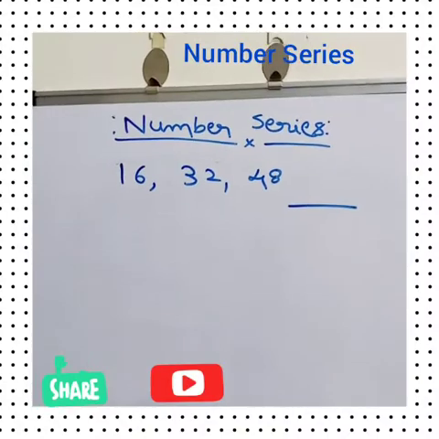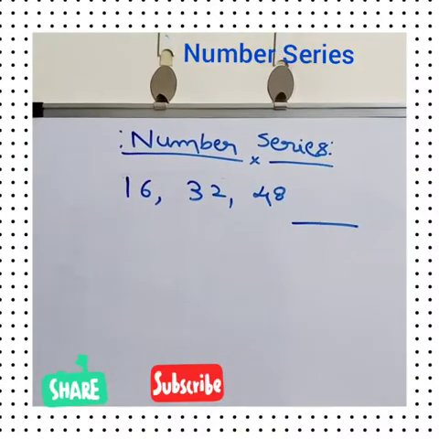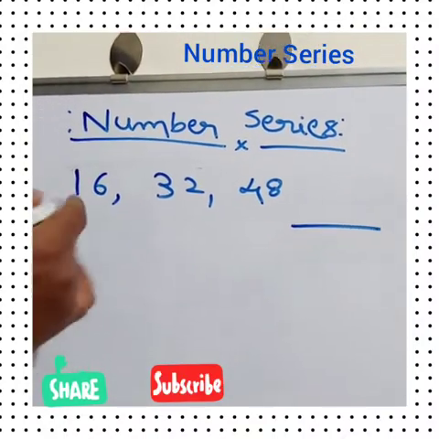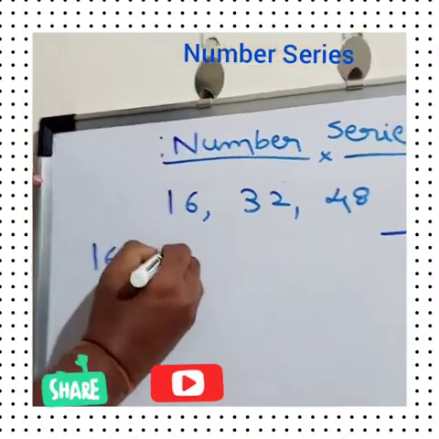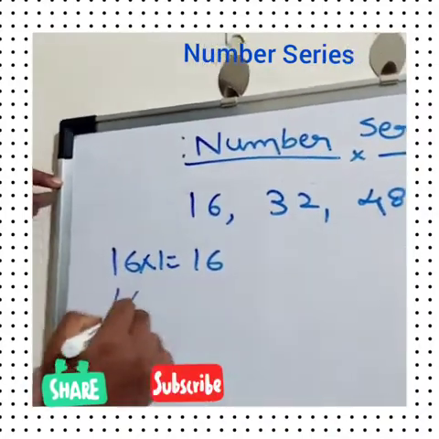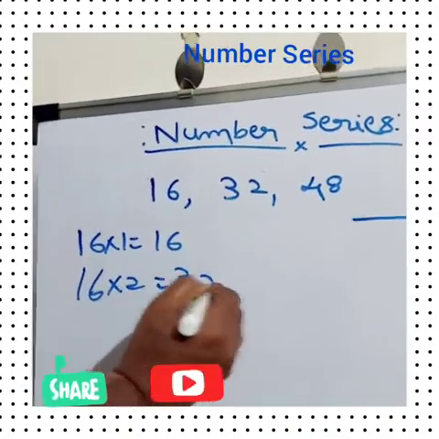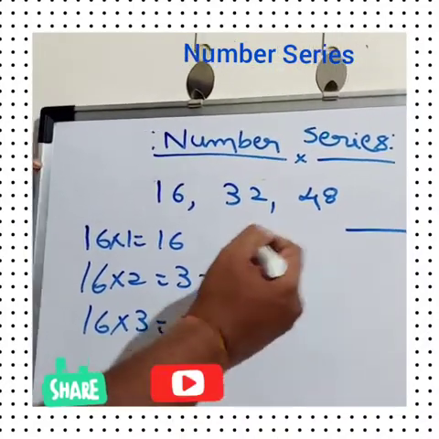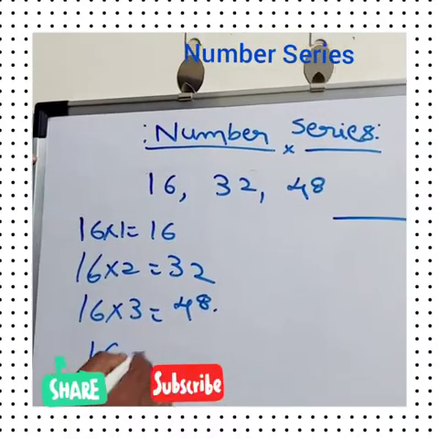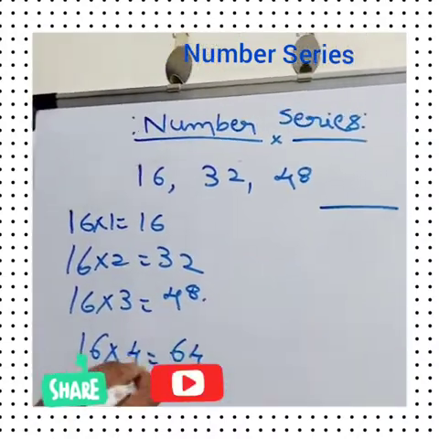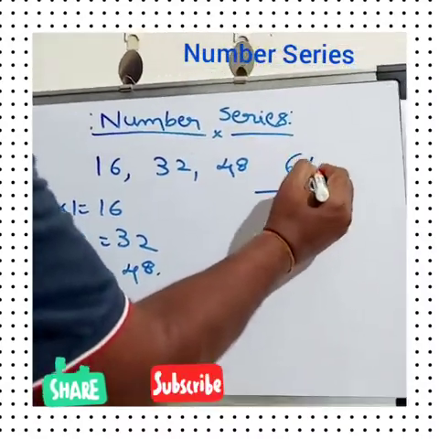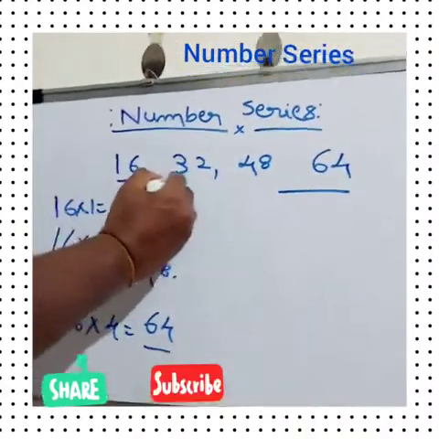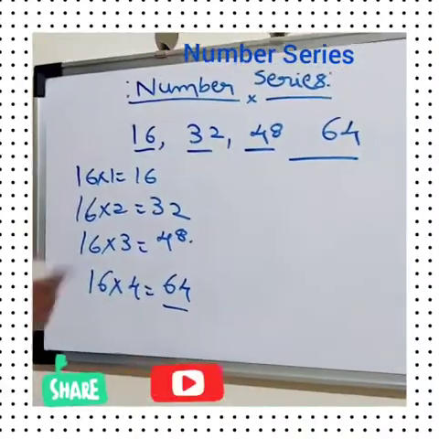Here we will see one more simple problem, where we can use different types of logic. One is that we know the 16 table. In the 16 table, 16 multiplied by 1 is 16, 16 multiplied by 2 gives 32, 16 multiplied by 3 gives 48. So the answer will be 16 multiplied by 4, that is 64. This is one way, as it is given as multiples of 16 in a sequence: 16, 32, 48 and 64.